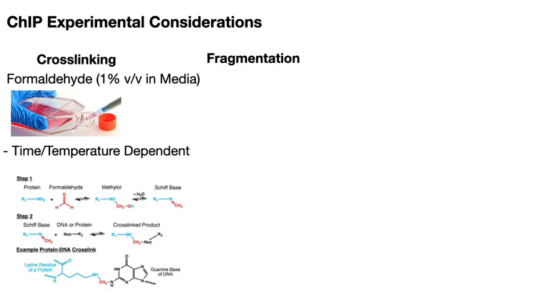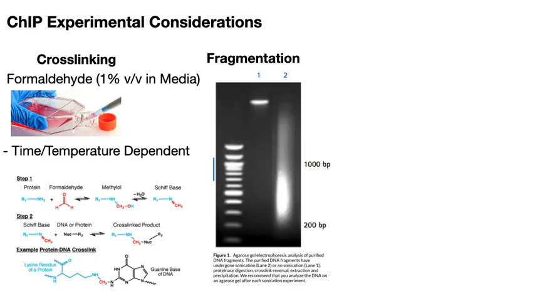The next step is fragmentation. You'll next need to optimize the sonication conditions so that the DNA fragments are the appropriate size. If the fragments are too small, then you'll have a challenging time mapping, and if the fragments are too large, you'll have low complexity. Lastly, your antibody.